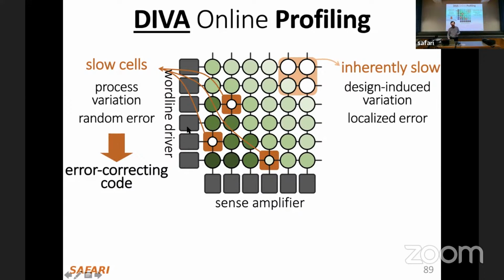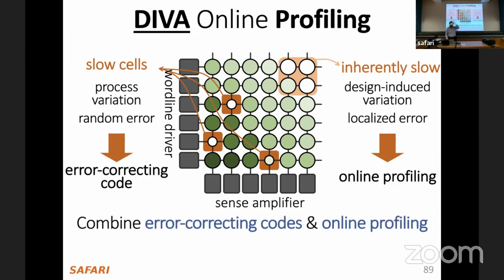If for some reason you get more errors than your error correcting code can correct, either strengthen your error correcting code or increase your latency that you found using the inherently slow cells. So basically, you can actually do this dynamic profiling assuming some error correcting code. So that's the idea. And you can use online profiling and error correcting codes together to find a good latency where you will not get any errors. And you can design a mechanism. That mechanism is described in the paper.